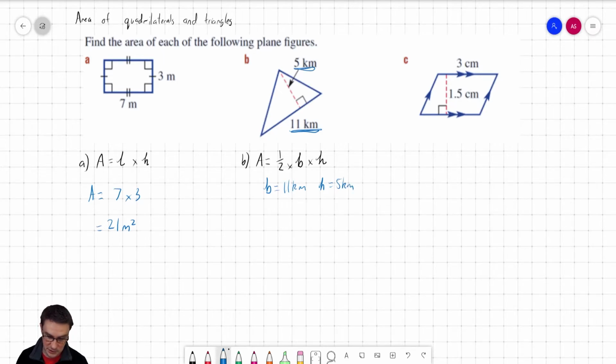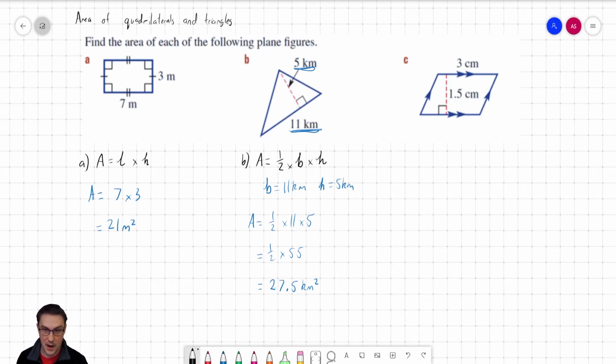So when we do the substitution, we're going to have A equals a half times 11 times 5. And when we calculate this, we're going to get a half times 55 when we do 11 times 5. And lastly, when we work this out, we're going to get 27.5 kilometers squared.